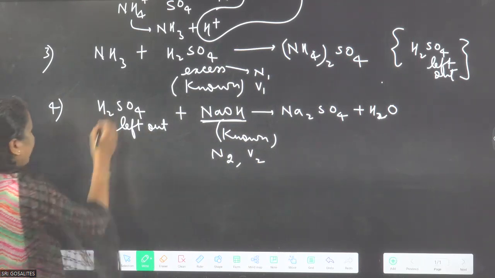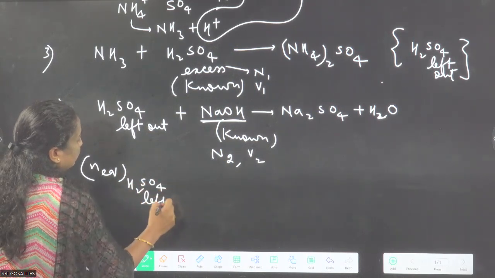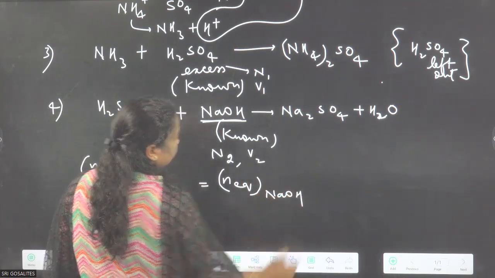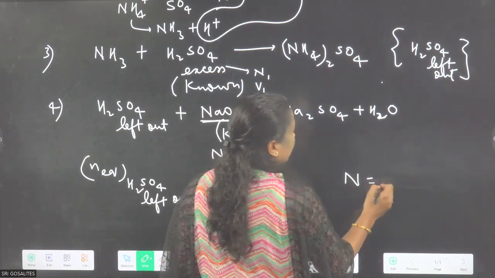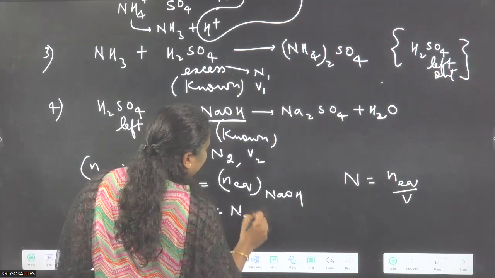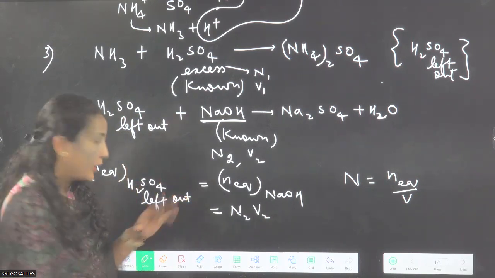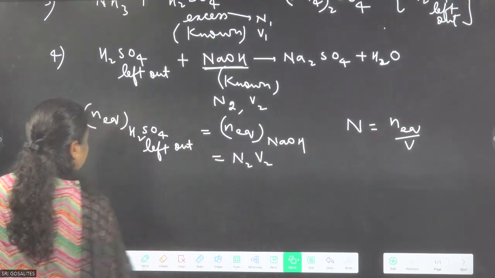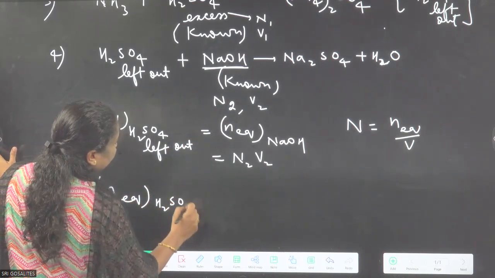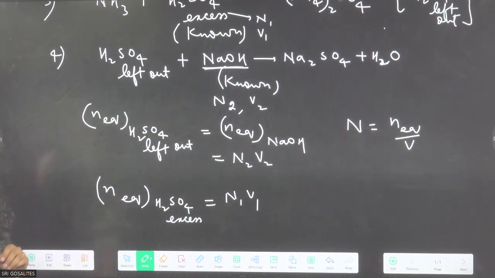Now, can I write for this equation that the number of equivalents of H2SO4 left out is equal to the number of equivalents of NaOH, right? And we know that normality is number of equivalents upon volume, right? So basically it will become N2 into V2. So I came to know how much H2SO4 was left out. Okay. Now, next, do I know the number of equivalents of H2SO4 taken in excess? Yes, I know that, which is N1 into V1. Are you able to follow, everybody?